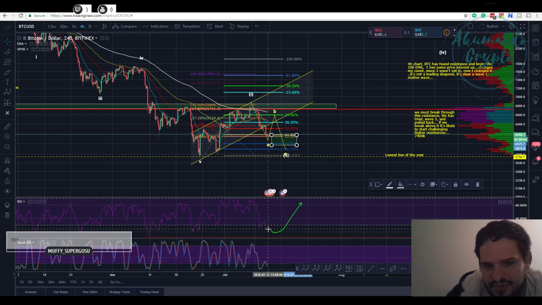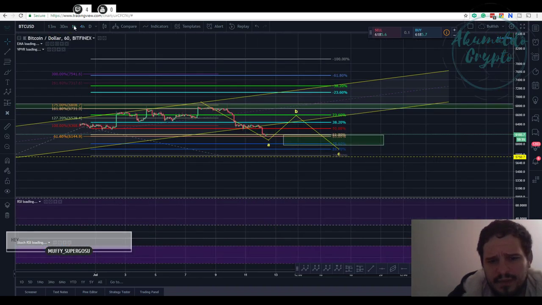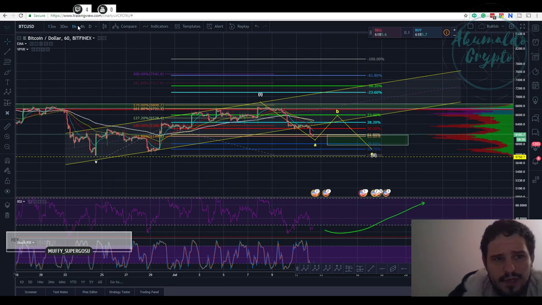Because the RSI is really that low and we have a divergence here, you see? This is a 4-hour chart. We have the RSI ticking. No, actually we don't have a divergence. Yes, we have a lower low here, lower low here. We don't have a divergence. I do think we have a divergence in 1 hour though. Yes, we have a divergence here, 1 hour chart, but not 4 hour though.